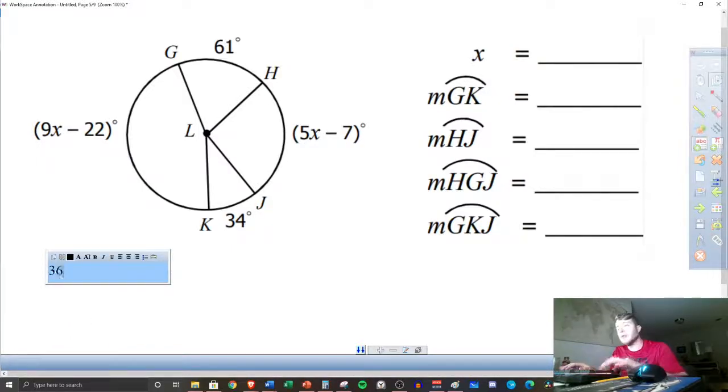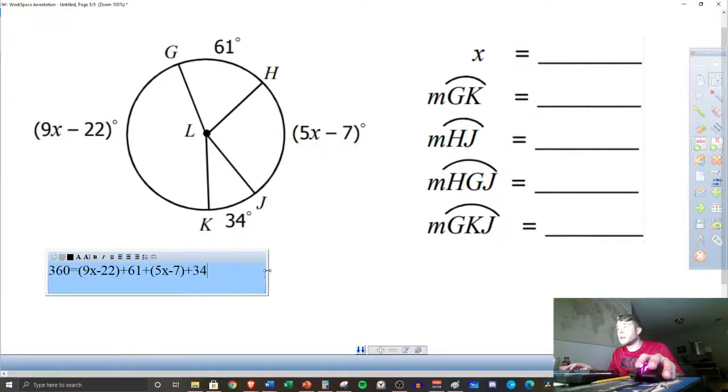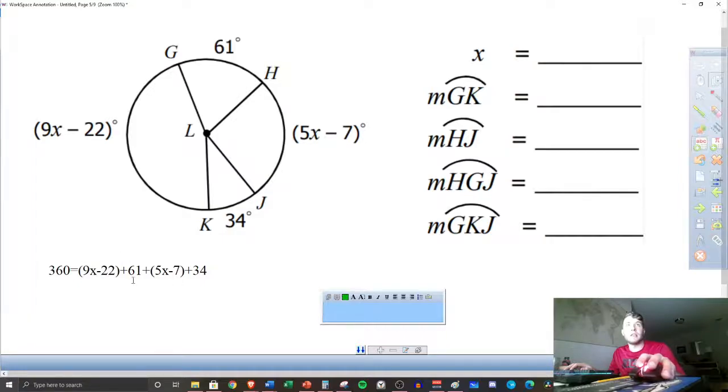So we're going to do 360 degrees. We know that has to be equal to this first angle, 9x minus 22, plus the next angle, which is 61. We're just going to go around the circle, plus 5x minus 7. And then we have the last arc measure, excuse me, these are arc measures, which is 34. There we go. There it is. So this is our equation that we need to use to solve this.